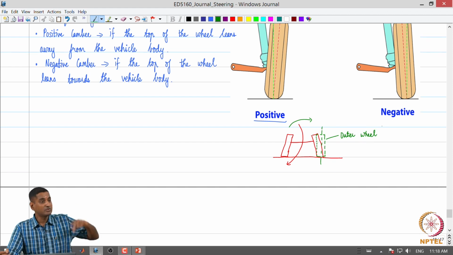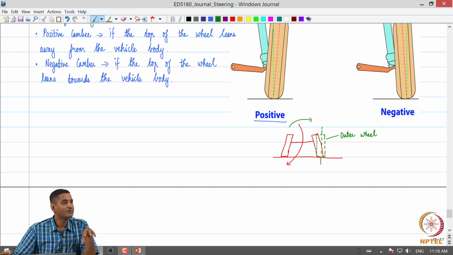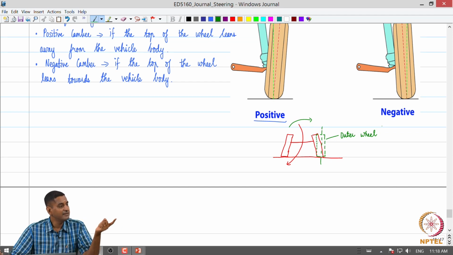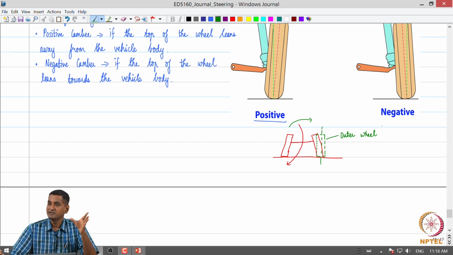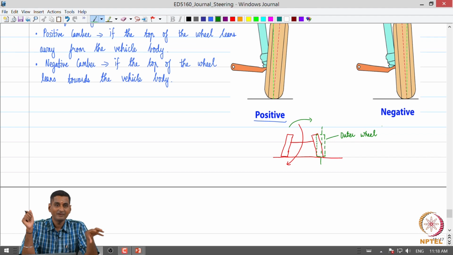Because this good contact at the tire road interface is beneficial, because while taking a turn, there is always going to be lateral load transfer from the inner wheel to the outer wheel. Okay. So, load is always transferred from the inner wheels to the outer wheels. So, it is important that the outer tires get a good grip at the tire road interface, so that sufficient lateral forces are generated.